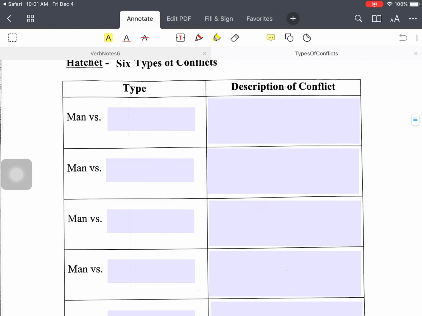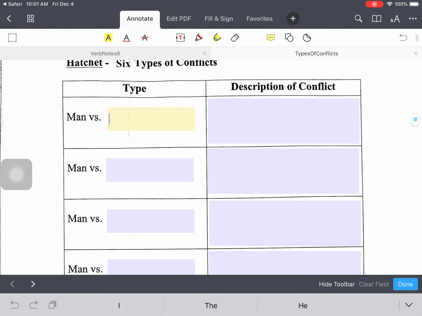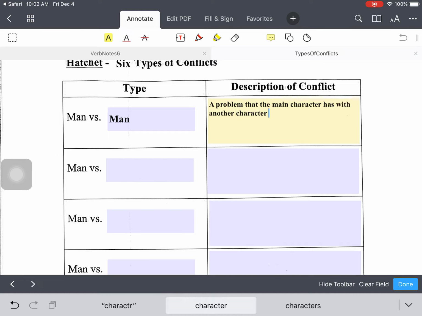The first one is man versus man. And this is the most basic conflict that we see. So a man versus man conflict is a problem that the main character has with another character in the story. So this is the most basic type of conflict. It's when two characters are having a problem with each other, no matter what that problem is.